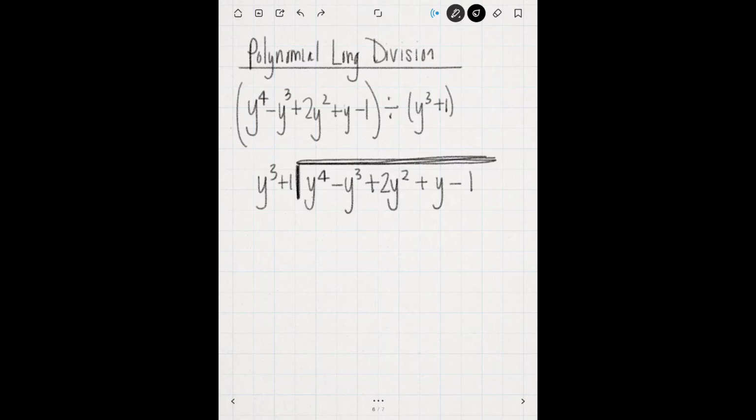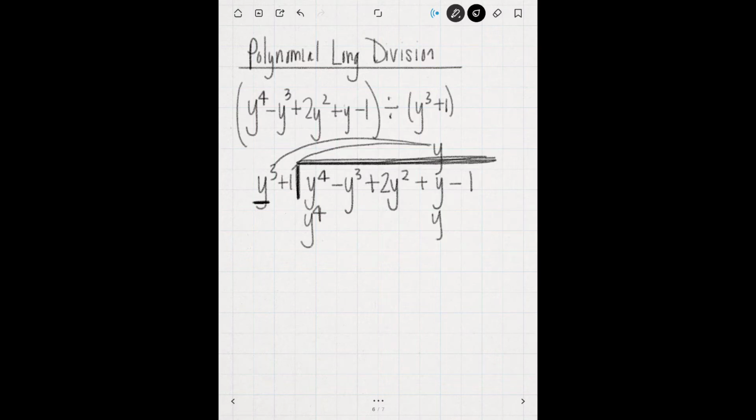Okay, so what you want to do is you ask yourself, and you always just start with this one. Y to the third times what equals this first term? Y to the third times y equals y to the fourth, because this is what we want it to equal. So you take this answer and multiply it by everything here. So you multiply it by this one and you multiply it by this one. So we end up with y to the fourth, and then y times 1 is y.